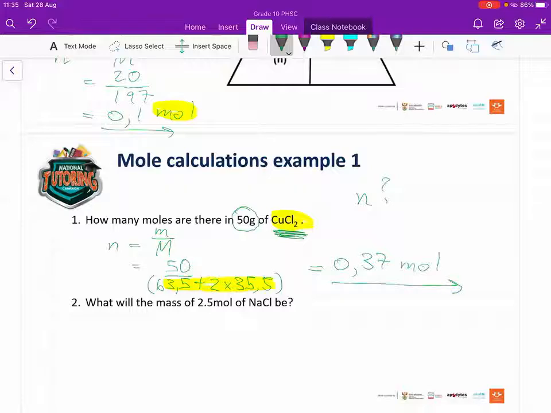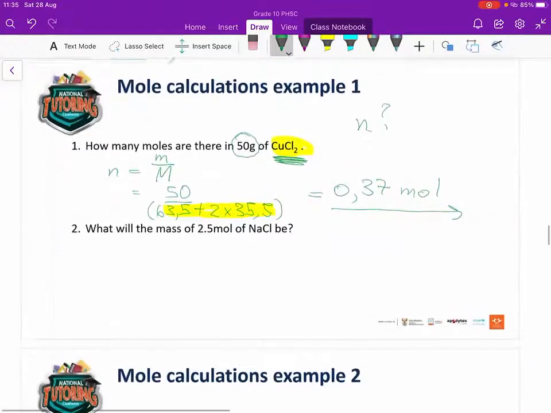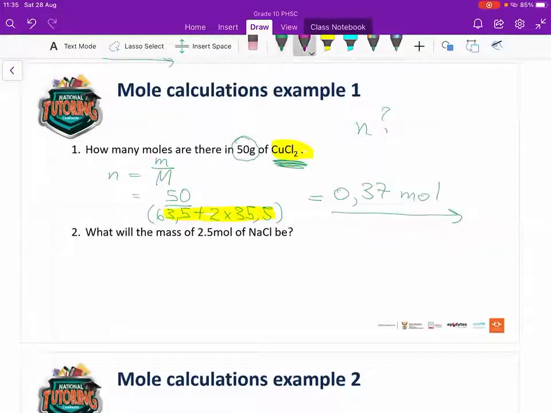Now we say moles, but it's just written as mol, without an s. Okay, so that's how we work out the number of moles. The next question is a little bit different. We're going to use the formula in a different way.